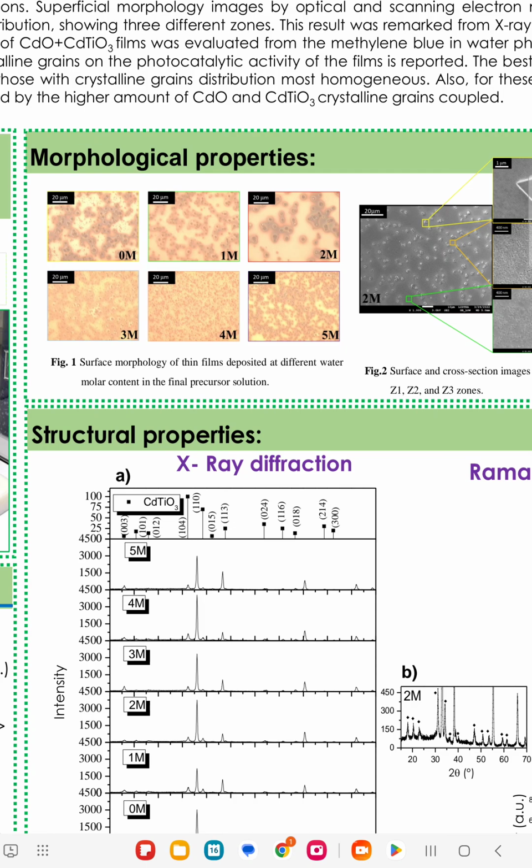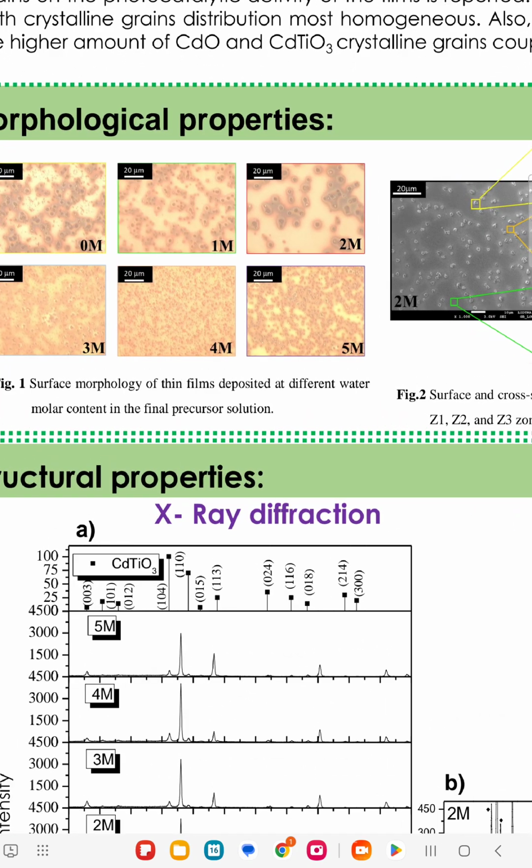Also, something important that we can see in this figure is the morphology change after we change the water molar content from 2 mol to 3 mol. We can see a larger number of grains segregated on the surface, and of course we can see that the distribution is more homogeneous, being the most homogeneous distribution for the 4 mol film.